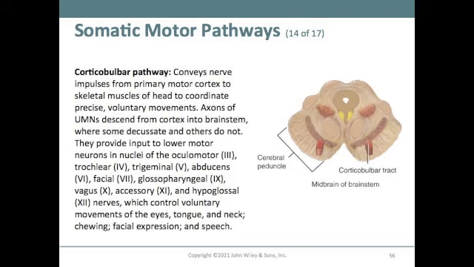And this slide is also part of the same table, same page, and it's outlining the corticobulbar pathway. This pathway conveys nerve impulses from the primary motor cortex to the skeletal muscles of the head to coordinate precise, voluntary movements.